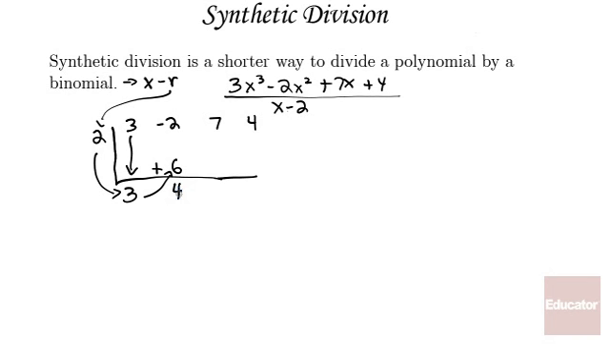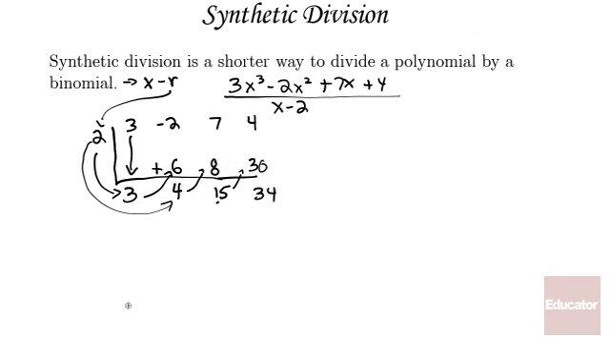Then I repeat that process. I'm going to multiply 2 by 4 to get 8. And I'm going to add. 8 plus 7 is 15. I'm going to repeat that again. 2 times 15 is going to give me 30. And I'm going to add again. 4 plus 30 is 34.